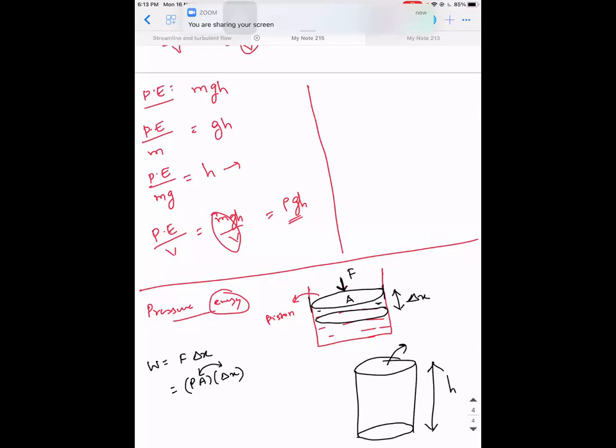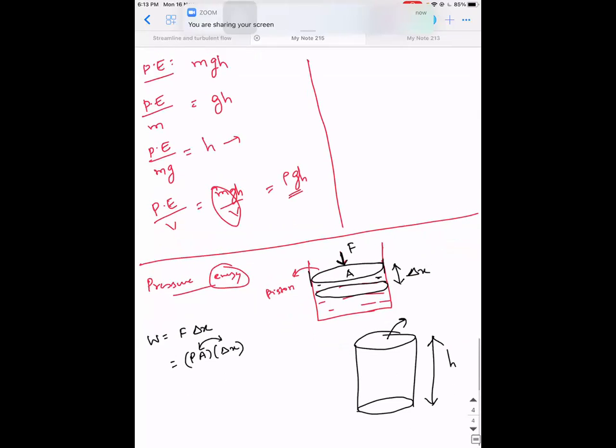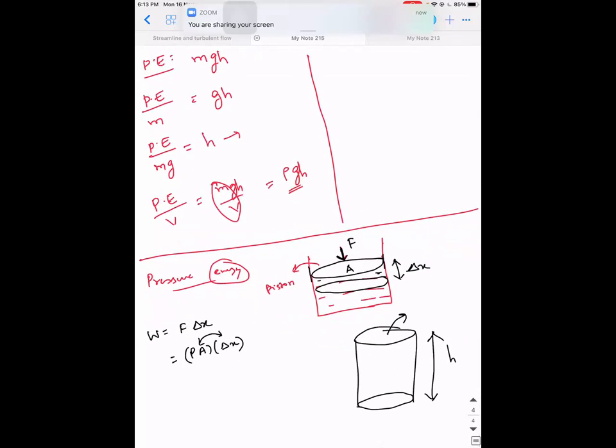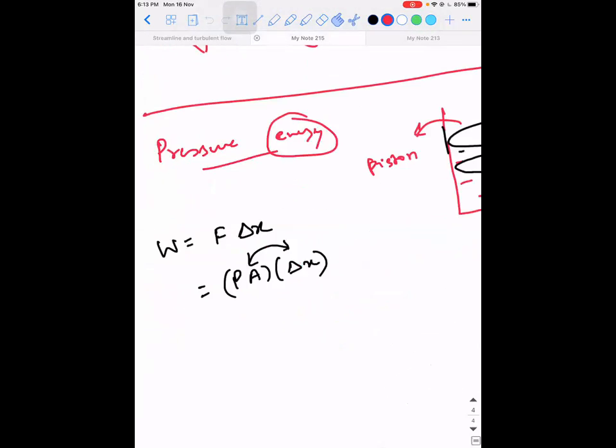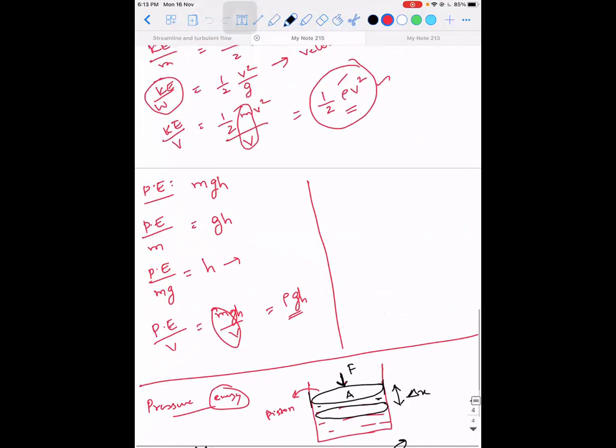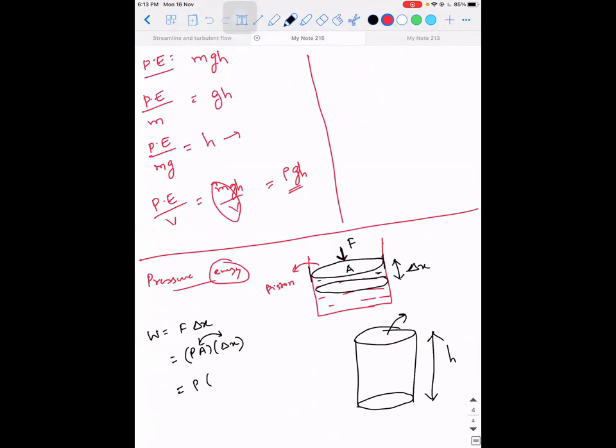So I was asking you a question. What do you mean by cross-sectional area multiplied with height? Volume, sir. It's volume. That's it. So here, pressure into area into delta x is going to give you delta V, and this pressure multiplied with change in volume is the work done, and this is what is called as pressure energy. Why we call it pressure energy is because this is the work done by the pressure to compress a volume of delta V.